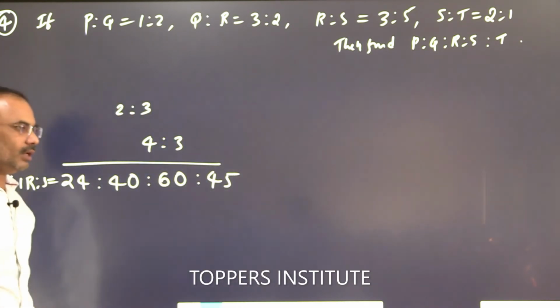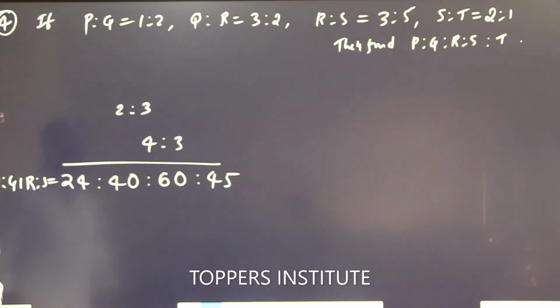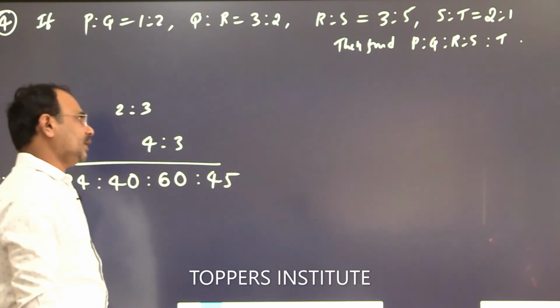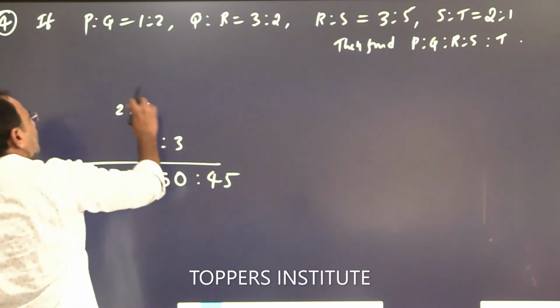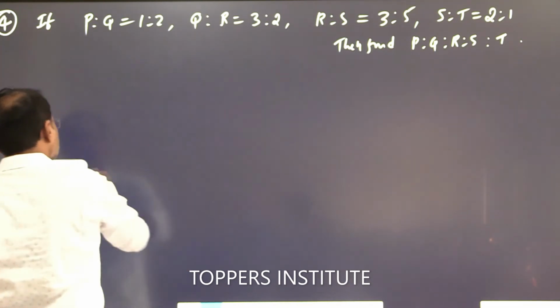In the first model, by using working rule 1, we combined 2 ratios. By using working rule 2, we combined 3 ratios. But now we have to combine 4 ratios: P is to Q, Q is to R, R is to S, S is to T.